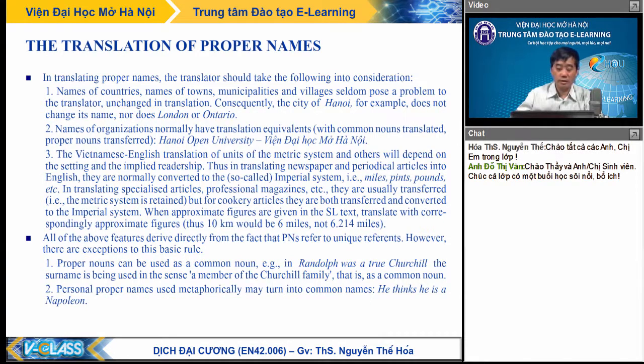Now in translating proper names, the translator will take the following considerations. For example, the name of a country, the name of a town, we can keep the same, but sometimes we have to change. And for the name of an organization, we never have a translation equivalent. Hanoi Open University is said Viện Đại học Mở Hanoi. Sometimes we have an equivalent like this.